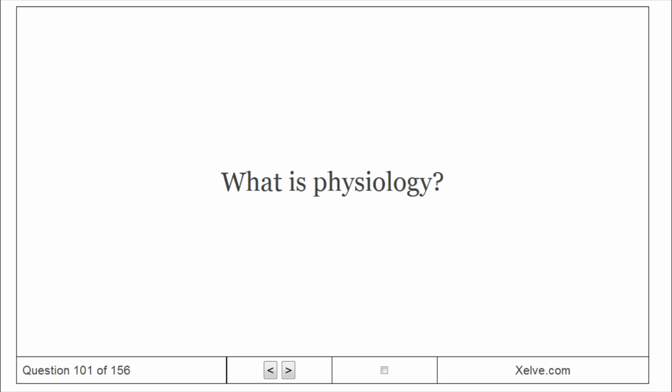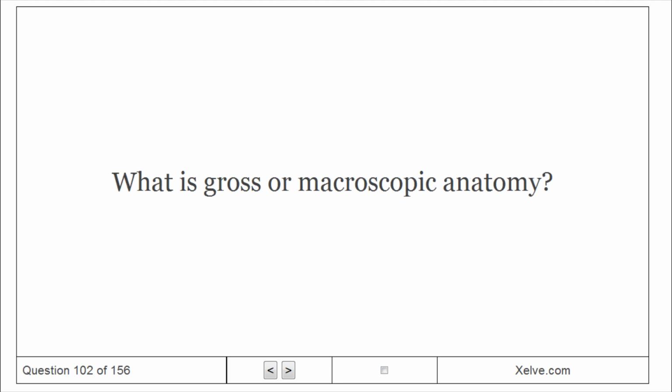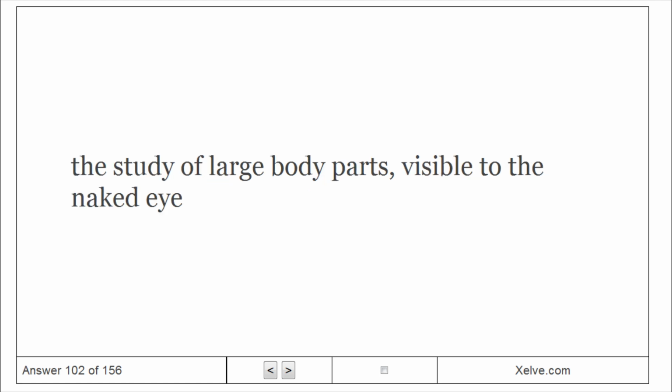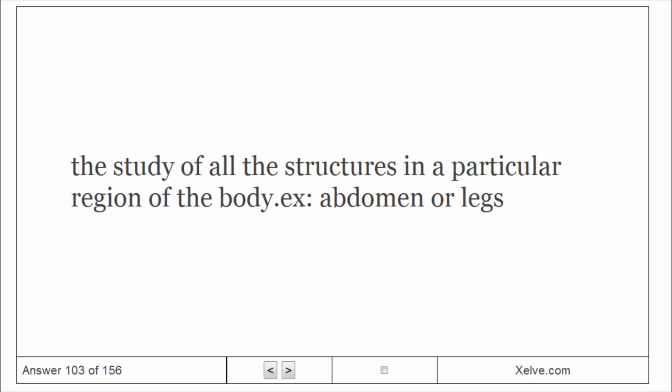What is physiology? The study of function at many levels. What is gross or macroscopic anatomy? The study of large body parts, visible to the naked eye. What is regional anatomy? The study of all the structures in a particular region of the body, such as the abdomen or legs.